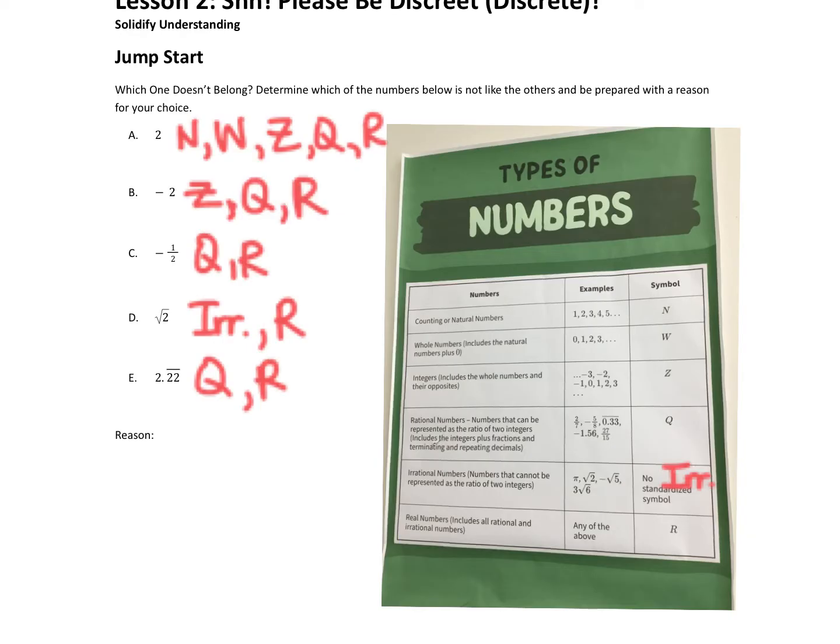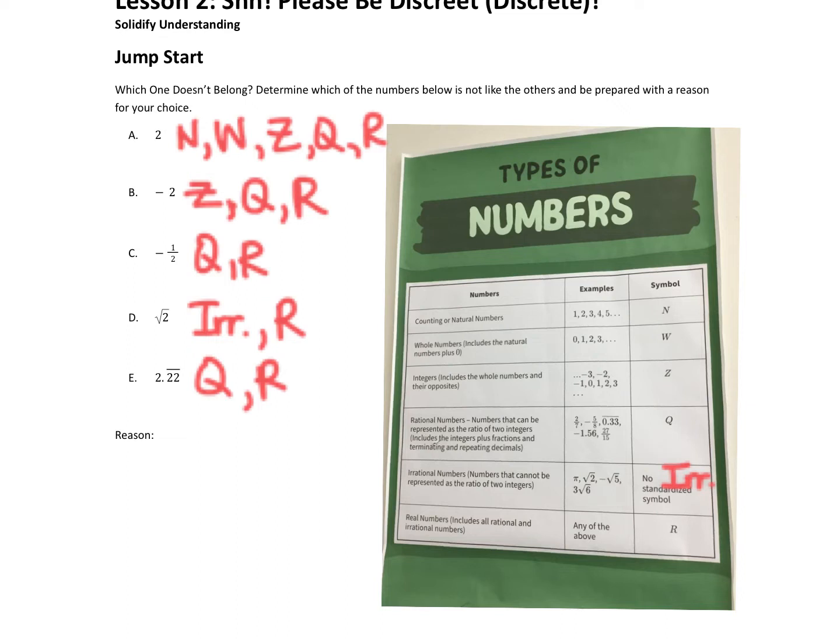So the way this table is set up is the smallest groups of numbers, like natural and whole numbers, come first. It starts with really small groups, and then slowly it gets to be bigger and bigger groups until real numbers include all rational and irrational, so it includes everything above it.